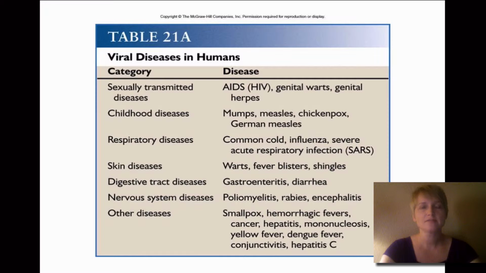All right, here's a table that shows some diseases in humans. All of these are viruses. The sexually transmitted diseases, AIDS, genital warts, genital herpes, those are all viruses. The childhood diseases that we have vaccines for, mumps, measles, chickenpox, German measles, are viruses. Respiratory diseases, the common cold is a virus, the flu is a virus. And then we have some other things that maybe are not as common, like warts and fever blisters and shingles. Those are all caused by a virus.